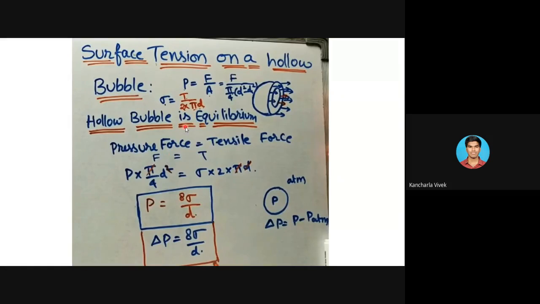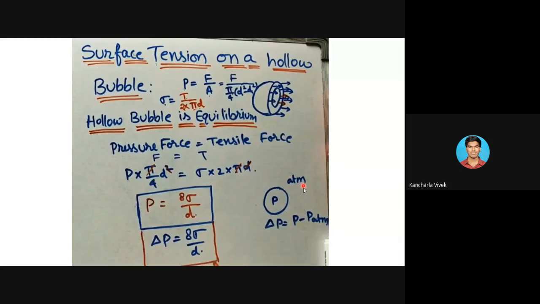So what do we do here? F equals T. So what do we take F as? P into pi by 4 of D square, because we are neglecting the smaller diameter, that is the thin film, equals T, which is sigma into 2 into pi d. We are summing up both the diameters here. So when we solve it, we get P equals 8 sigma by D.